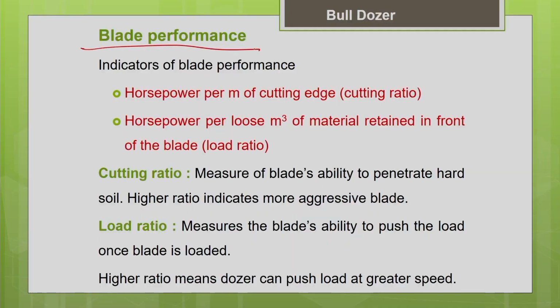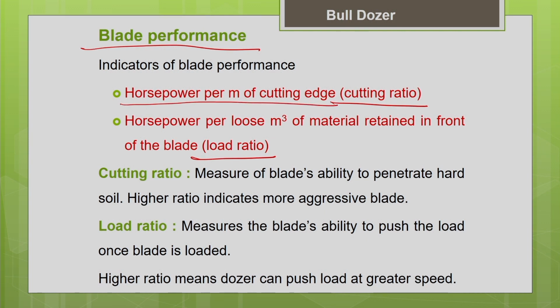Blade performance. Now let us see how to assess the performance of the blade. There are some indicators of blade performance, some parameters which quantify the performance of the blade. One is the cutting ratio, the other one is the load ratio. The cutting ratio indicates the cutting ability of the blade. So I can know it from the cutting ratio. It is defined as horsepower per meter of the cutting edge of the blade.